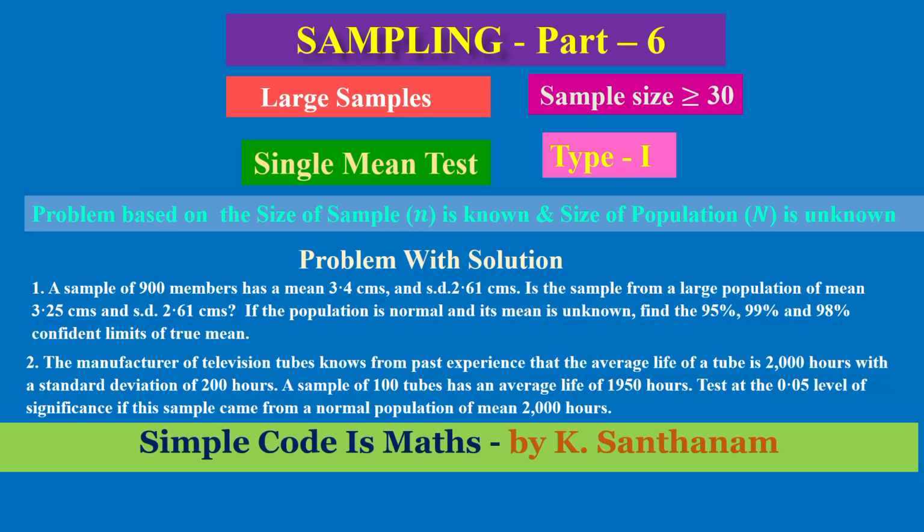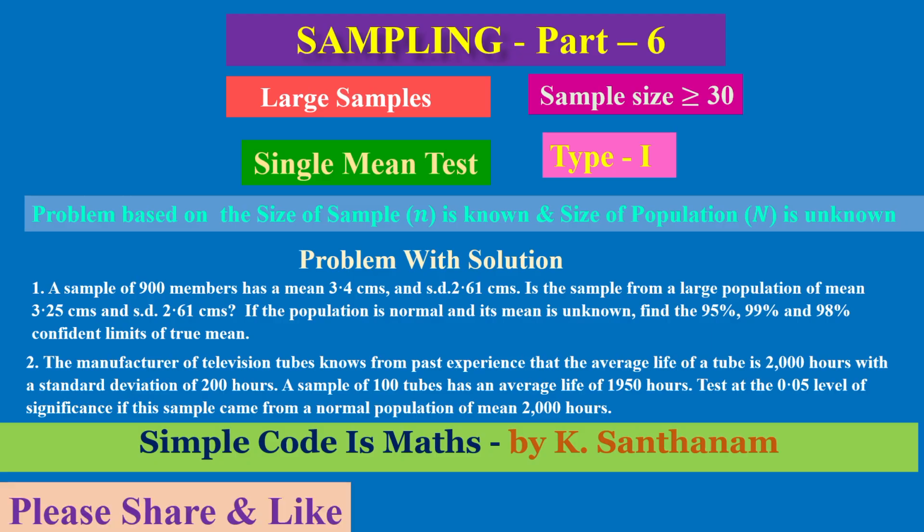Next, large sample type 1, that is single mean test, based on size of the sample is known, right? Small n is known and population size, that is capital N, is unknown.